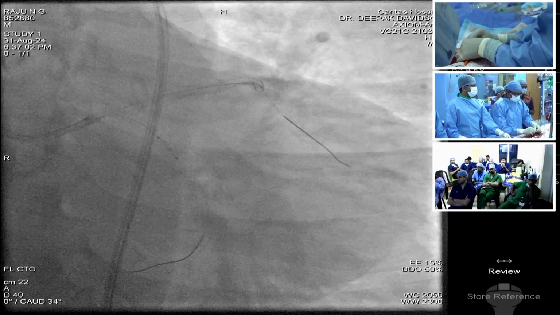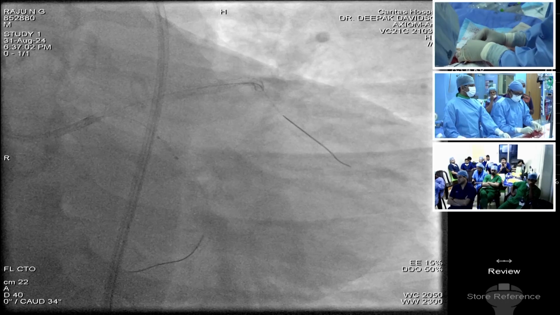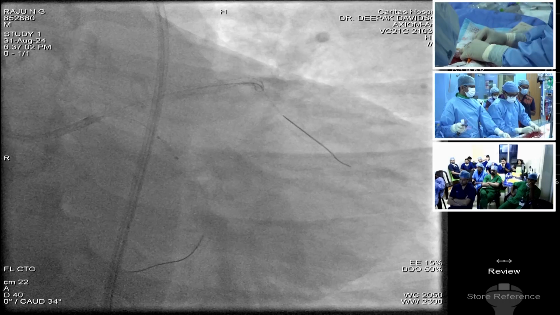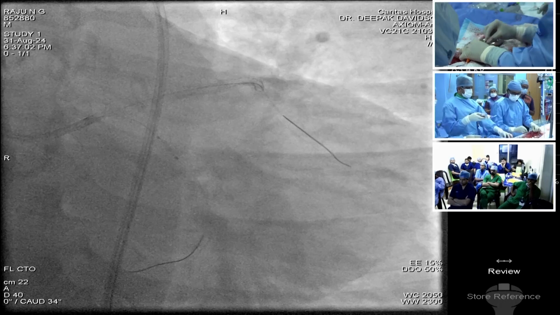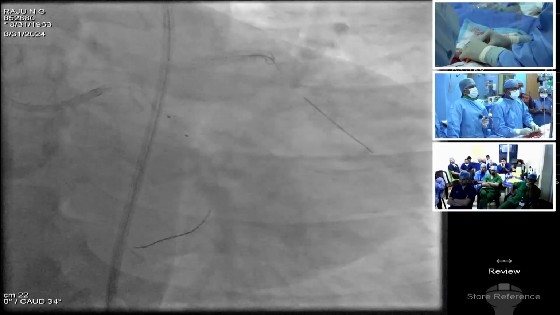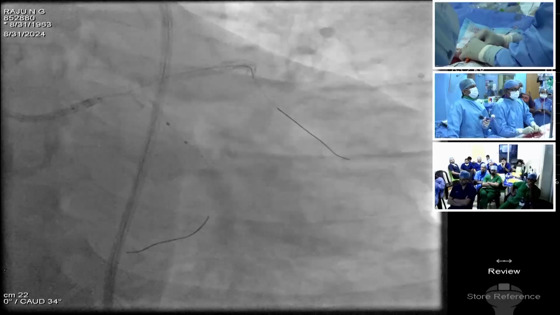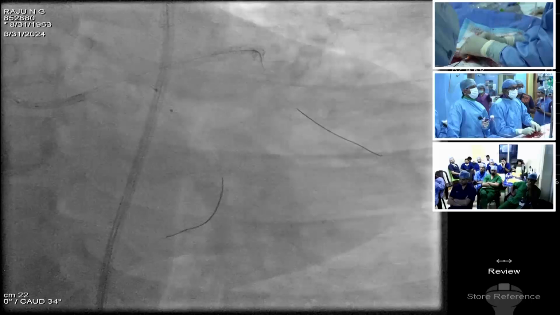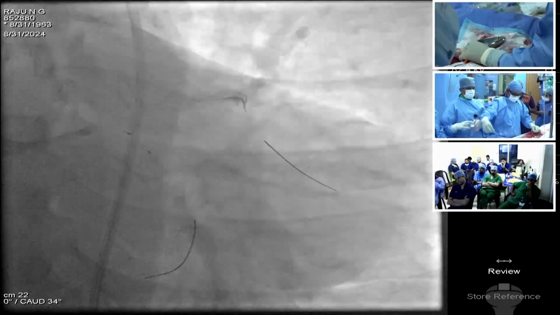Left main to LAD, 3.5 into 28 or 33. 33, because the guide was inside the left main. Yes, sir. Oh no, it's not going. So give another New York one.